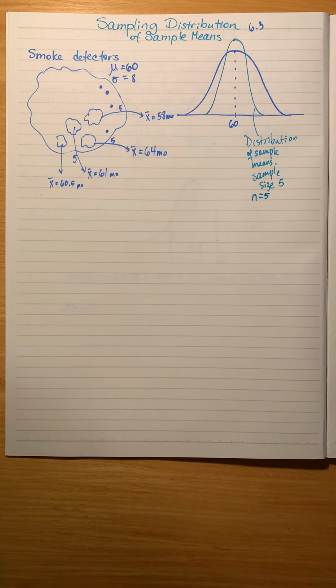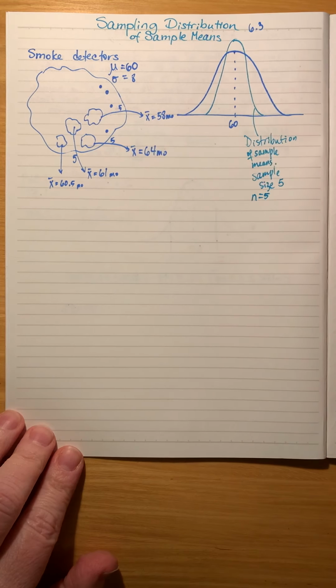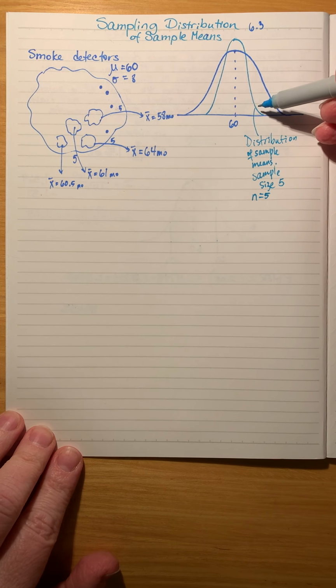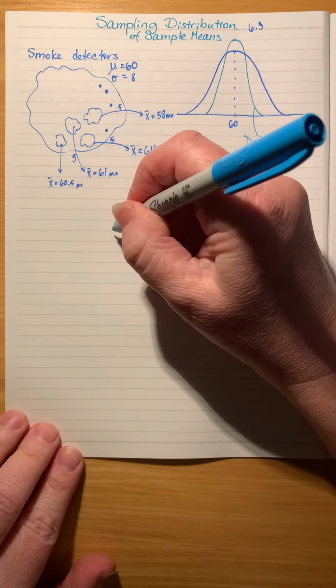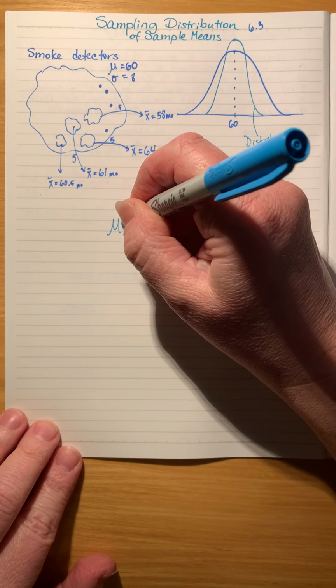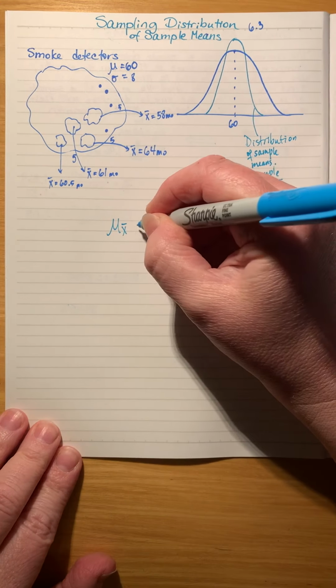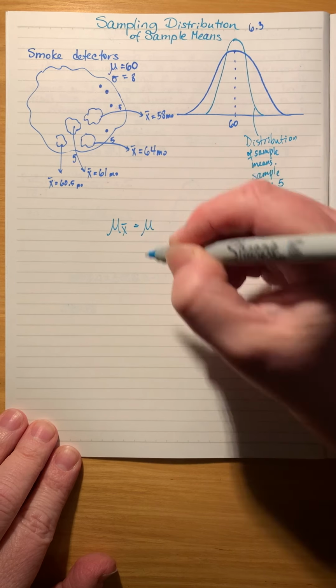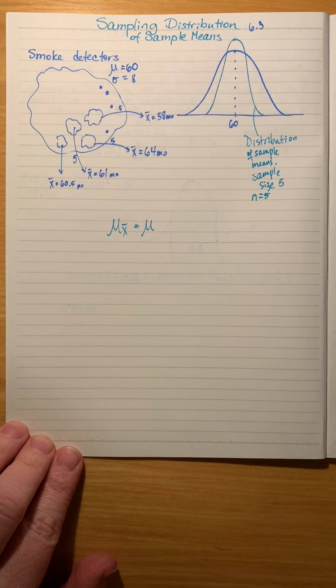So we already said in the previous video that the sampling distribution of sample means is going to have the same mean. So the mean of all those x bars that we took is actually going to be the same as the mean of the distribution of the items.